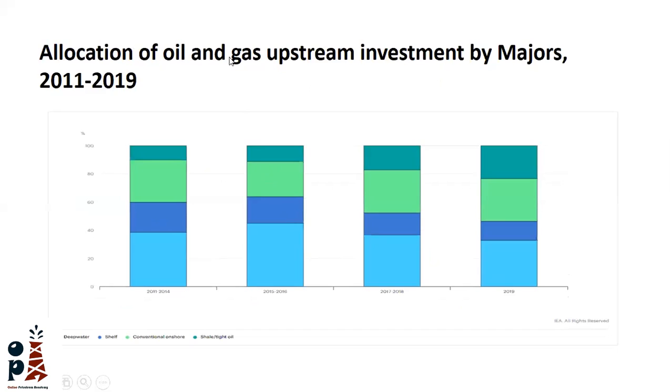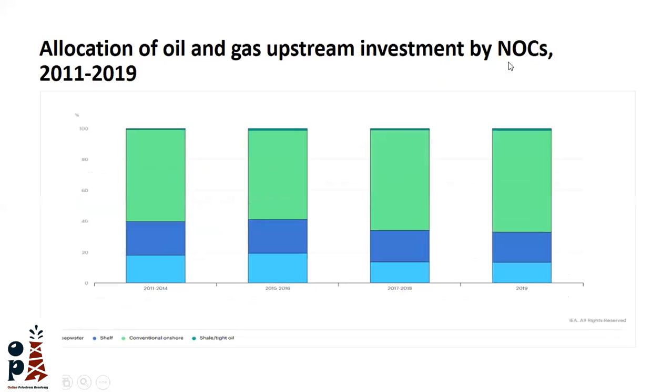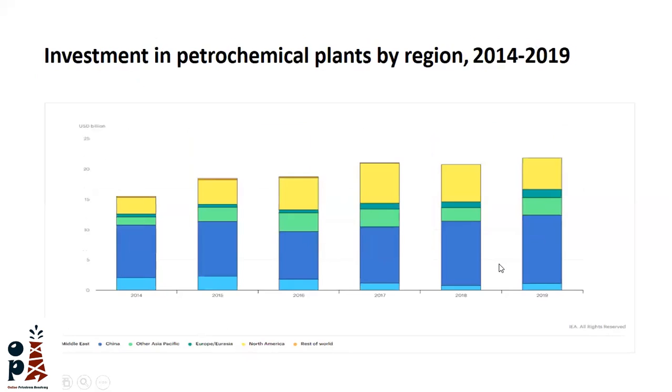To take a deeper look at investment, we divide the investment by majors and by NOCs. Looking at the allocation of oil and gas upstream investment, we see that the majors invest most of their capex in deep water drilling and conventional onshore, while NOCs, national oil companies, invest more in onshore drilling, which is low risk. For that, NOCs invest more money in onshore drilling and less capex in deep water drilling.